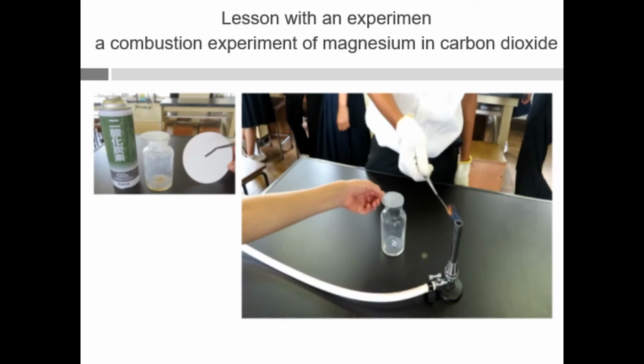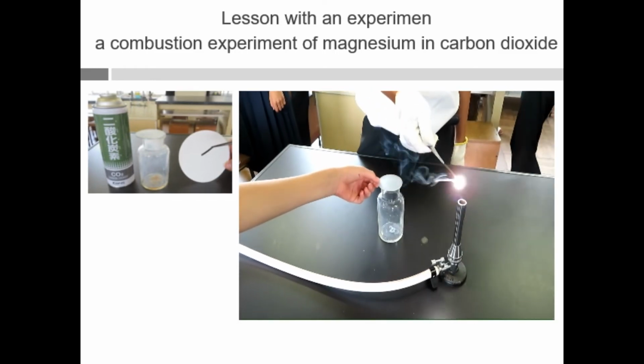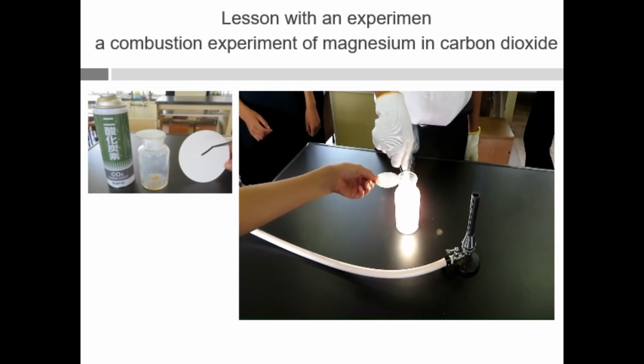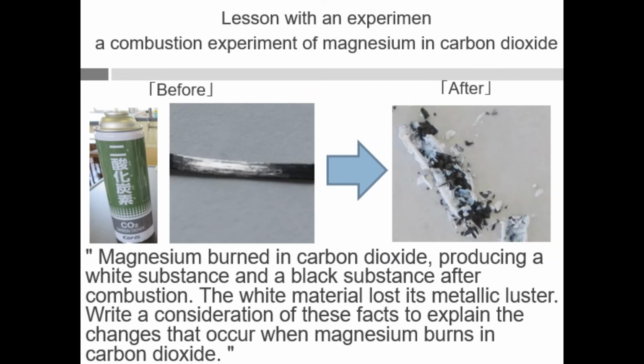Here's a look at the lesson with an experiment, a combustion experiment of magnesium in carbon dioxide. After the experiment, we set a learning task called: magnesium burned in carbon dioxide, producing a white substance and a black substance after combustion. The white material lost its metallic luster. Write a consideration of these facts to explain the changes that occur when magnesium burns in carbon dioxide. We ask the students to write their consideration description.